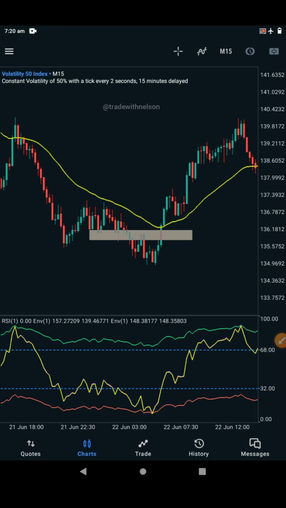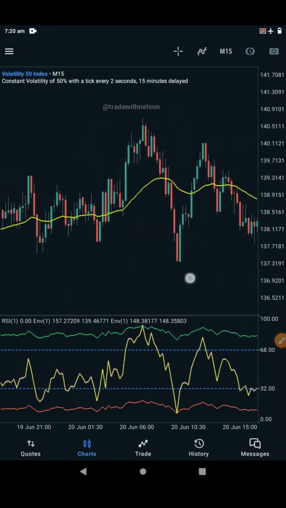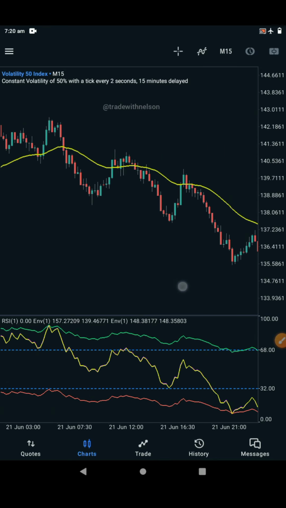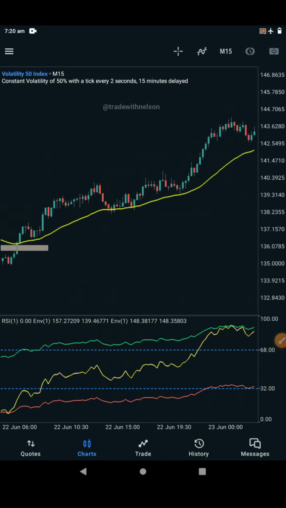So after this, I want you to go back on your chart and backtest this strategy. Take your time, master it, then you can go on your demo account again and trade it in a live moving market. Then after that, you can decide whatever you want to do with the strategy.